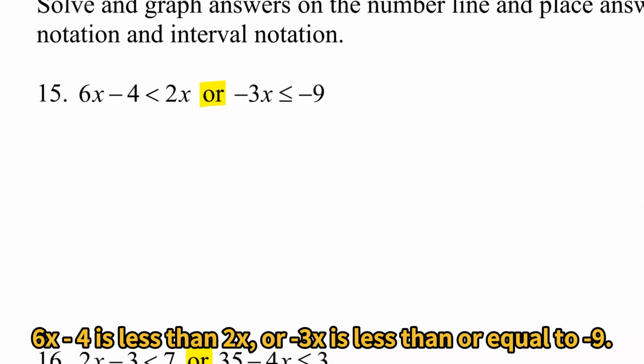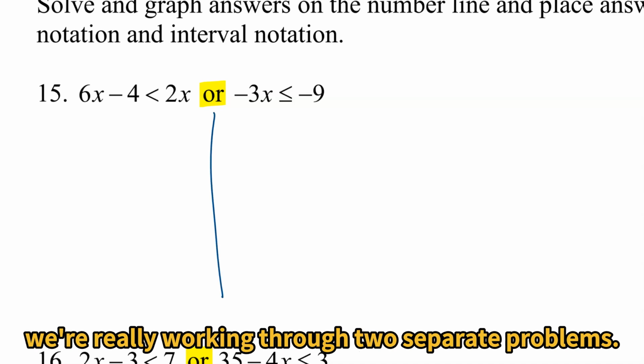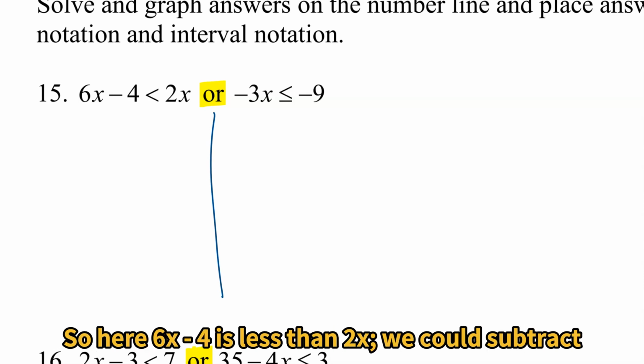So let's take a look at this first one. 6x minus 4 is less than 2x, or negative 3x is less than or equal to negative 9. When we work through these types of problems, we're really working through two separate problems, and then at the end we'll put them together. So here, 6x minus 4 is less than 2x.